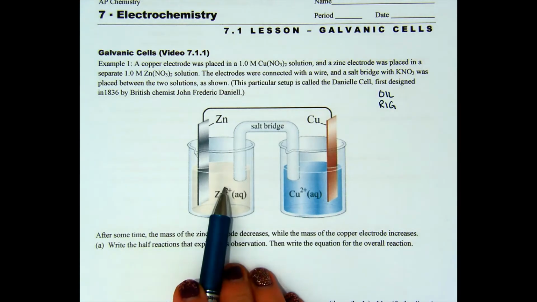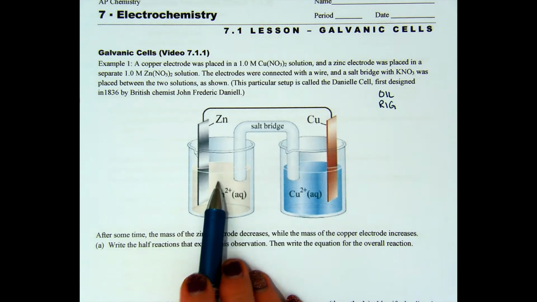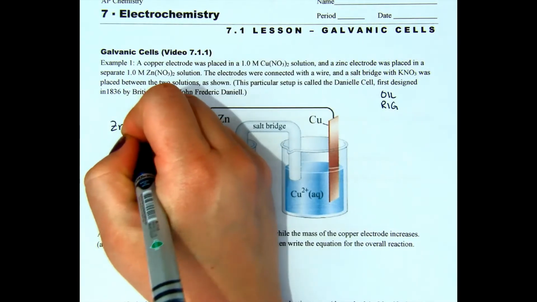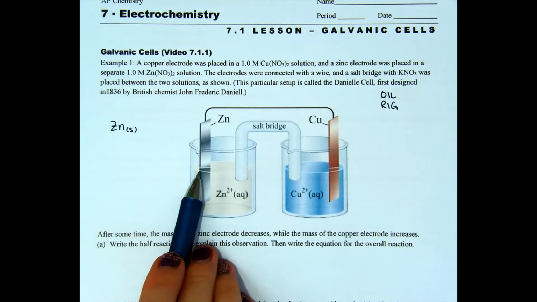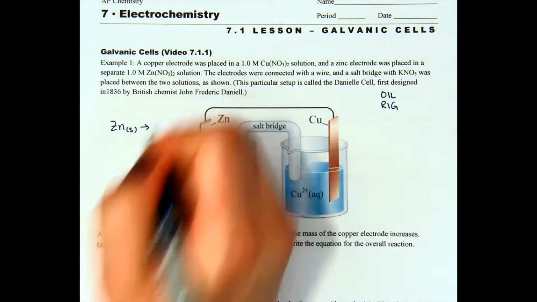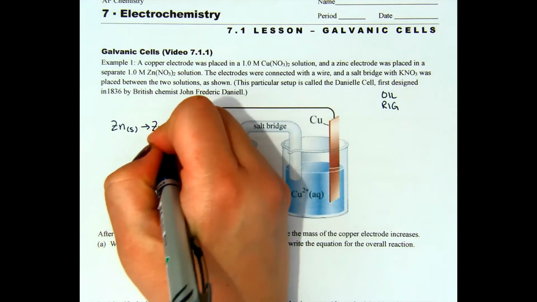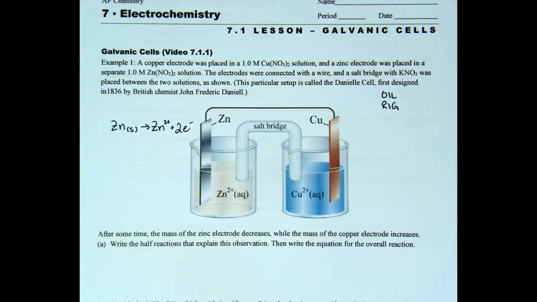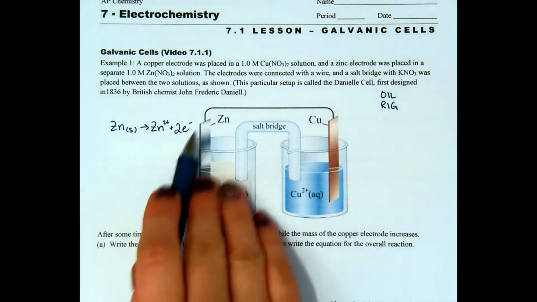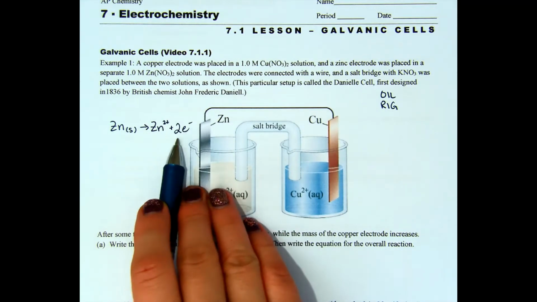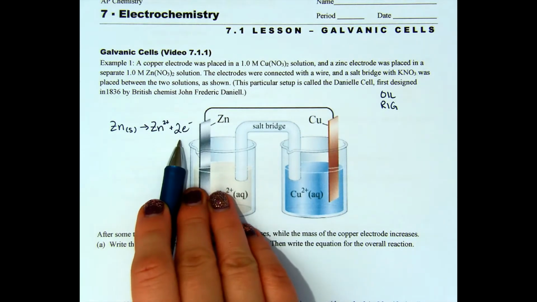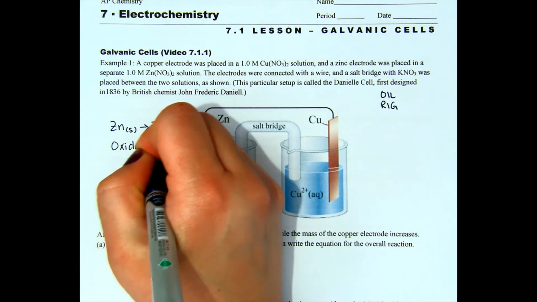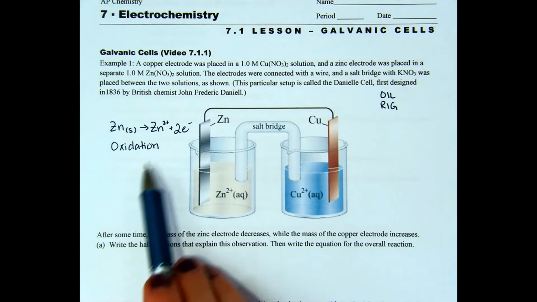So let's take a look at what's happening on this side with the zinc. So our solid zinc, that's our electrode right there, the solid zinc, is going to turn into zinc ions, zinc 2+, plus 2 electrons. This is producing electrons. So this is going to be the oxidation side of the cell. And we can tell because we're losing electrons here.